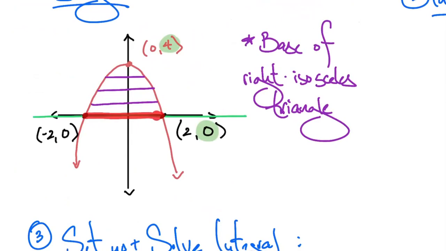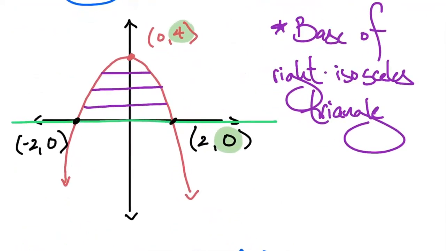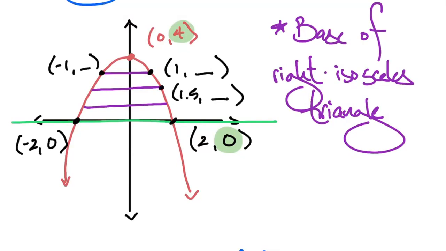Good, it's 4. Okay, now let me ask you this. What if I told you that this point was 1 comma something, and this one would be -1 comma something? How long is that base? 2, good. And what if I picked one more value? I said this was 1.5 comma something, and this was -1.5 comma something. How long is this base?